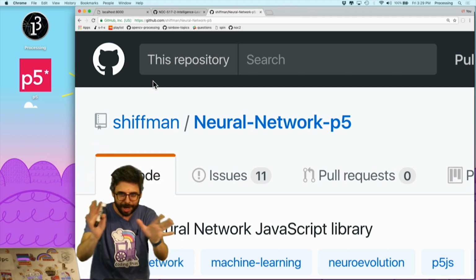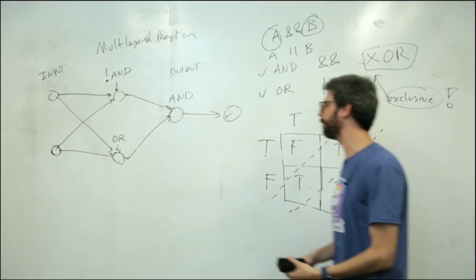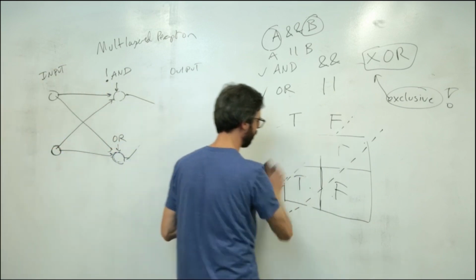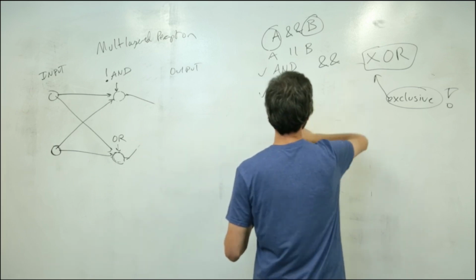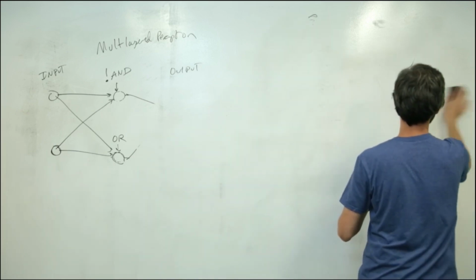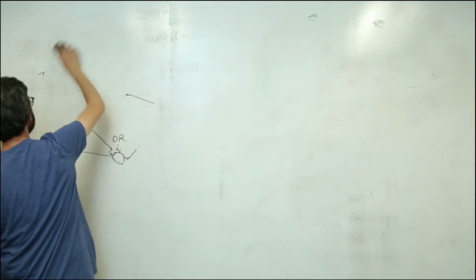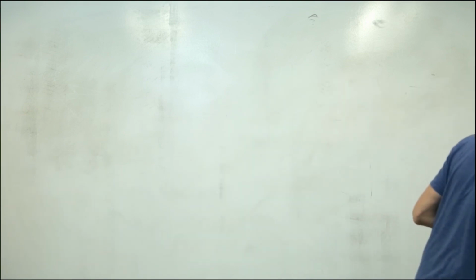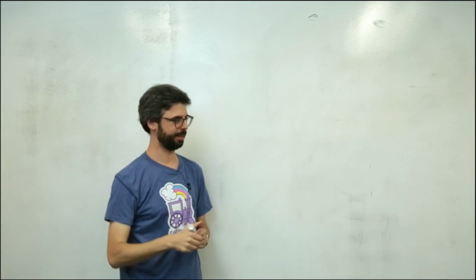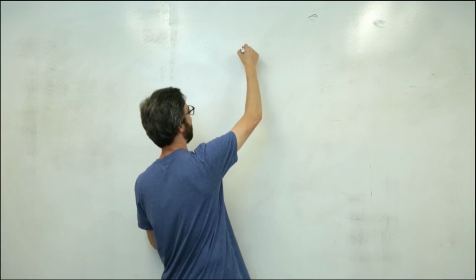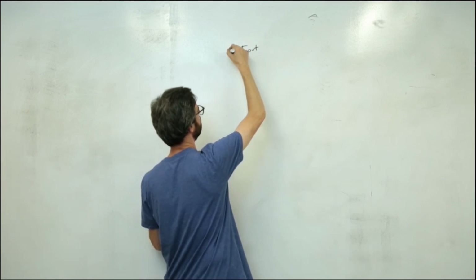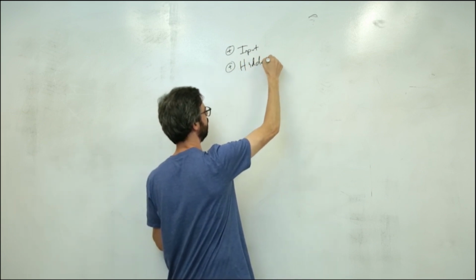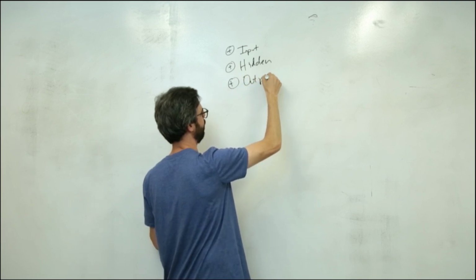So before I can write the code, let me come over here to the whiteboard, and this is where I last left off talking about how the general structure of a neural network system works. And so what I need to do here is when in the code I create a neural network, I want to create three things. I want to create an input layer. I want to create a hidden layer, and I want to create an output layer.